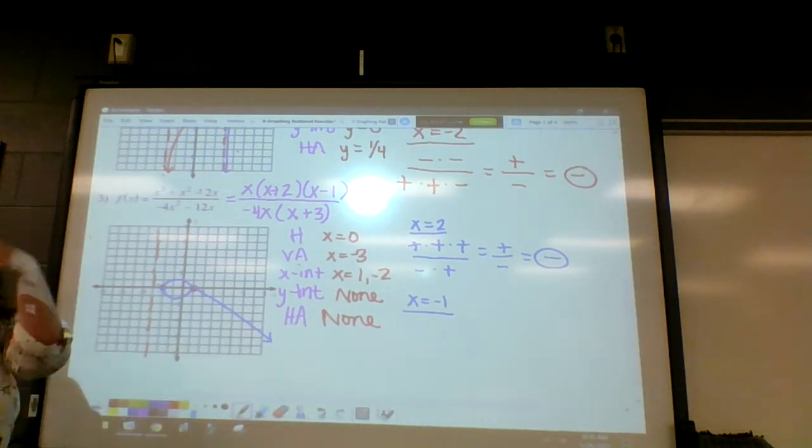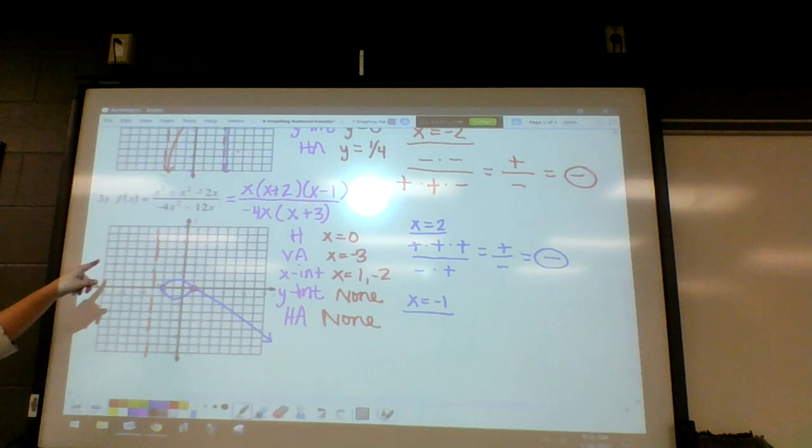All right, you all test it. Decide if it's positive, so it goes above, or negative, so it goes below. A y-intercept would have been super helpful there, because then we would have been able to tell, right? So you decide: positive, negative, positive, negative.